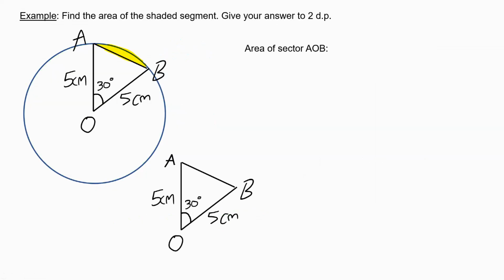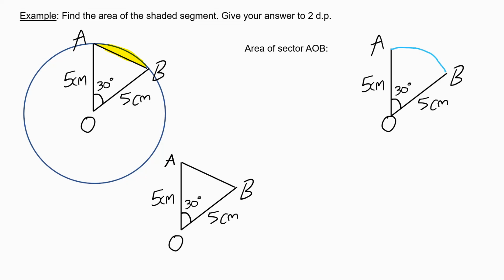Here is an example. I want to find the area of the shaded segment, so that's the minor segment here. First thing I'm going to do is find the area of the sector AOB, so we use our method from before, theta over 360 times pi r squared. And then we work out the area of the triangle AOB. And then we can work out the area of the minor segment. So let's do this plan.